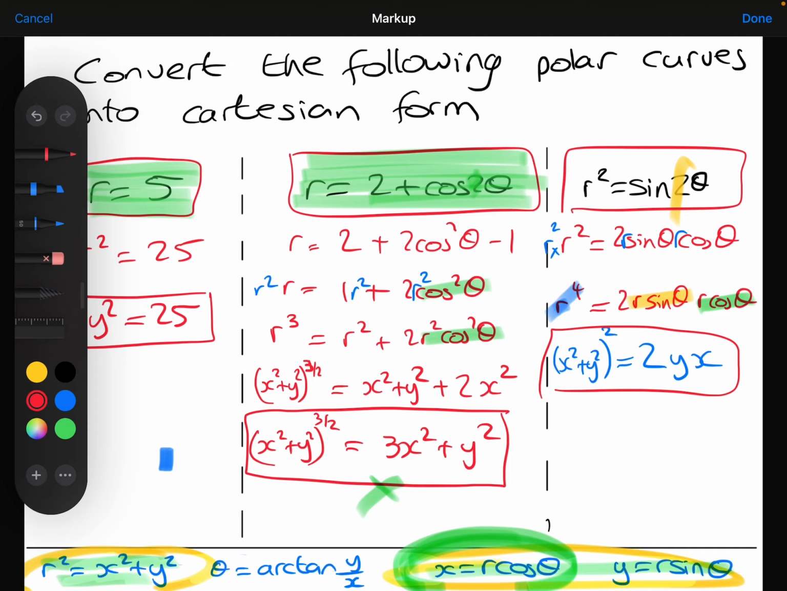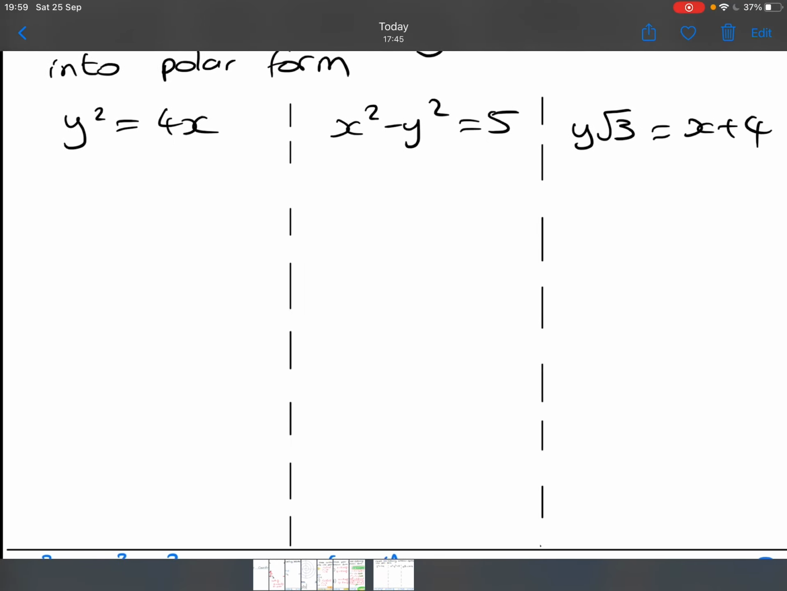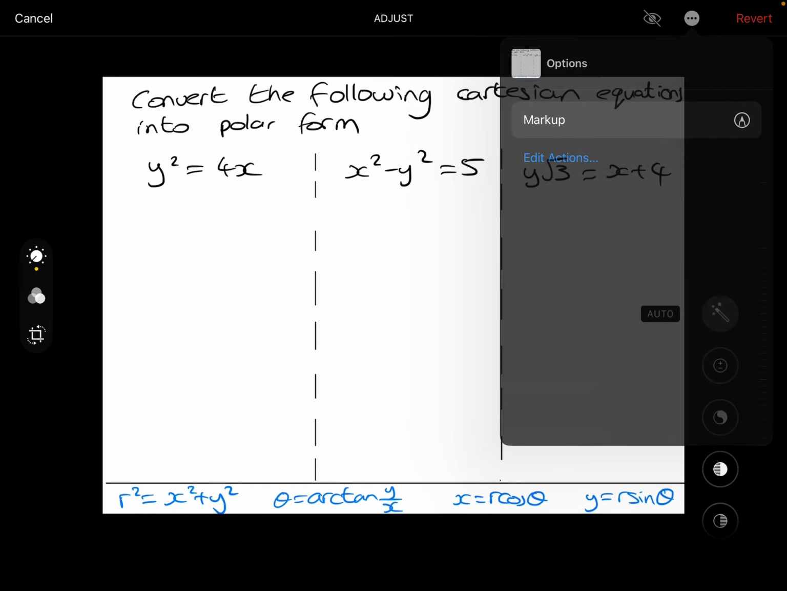So that's how we can go one way. That's how we can convert polar coordinates into Cartesian form. What about if we're going the other way? What about if we want to convert Cartesian into polar?